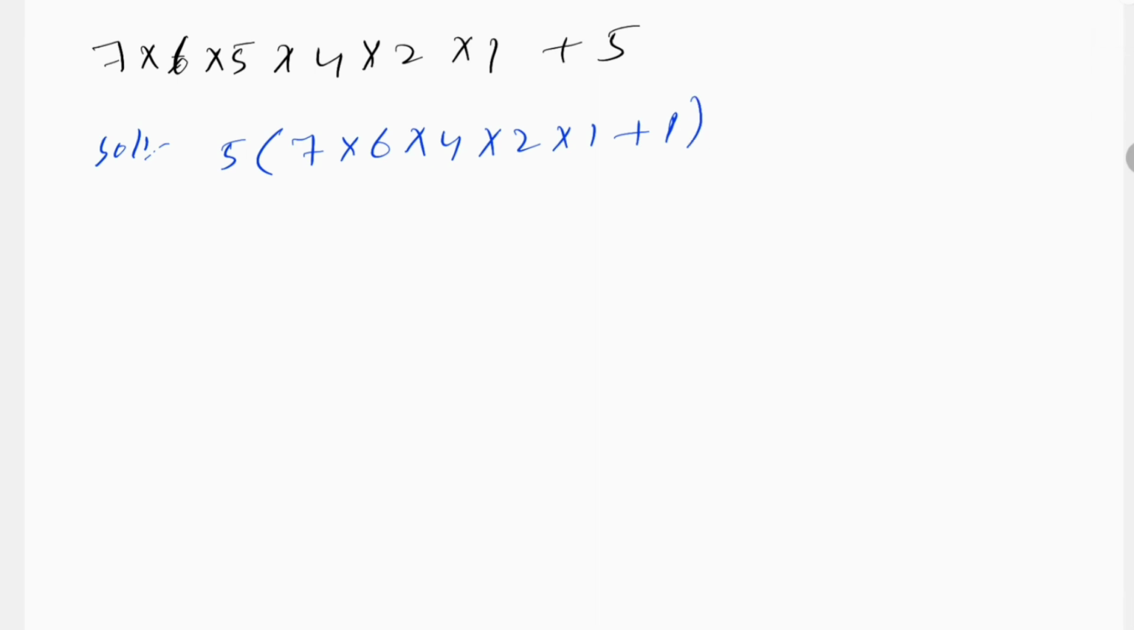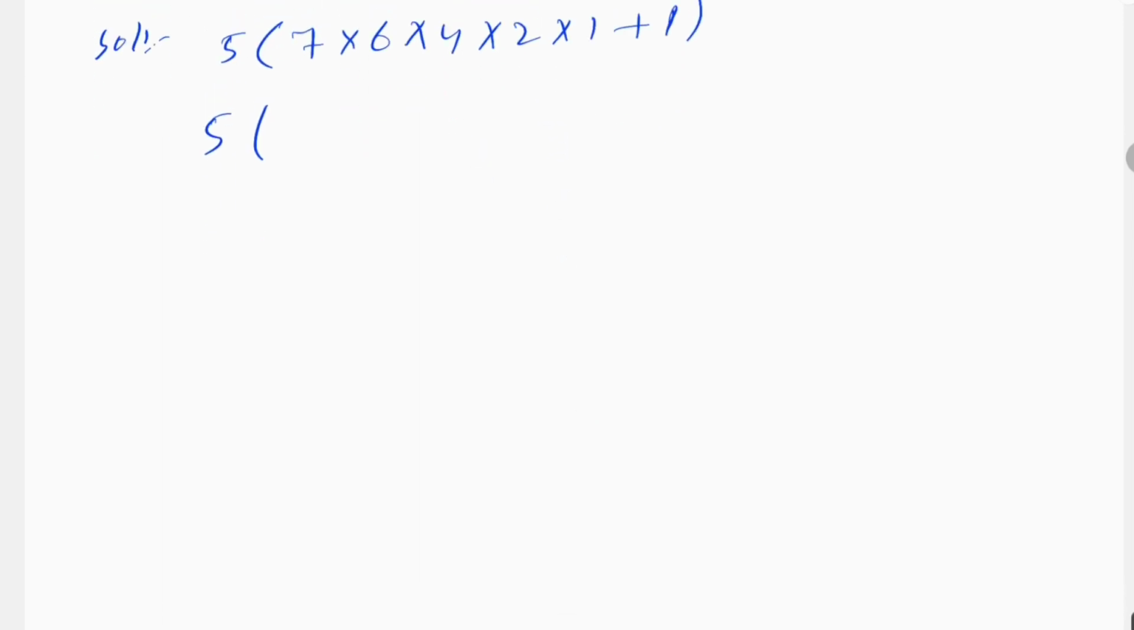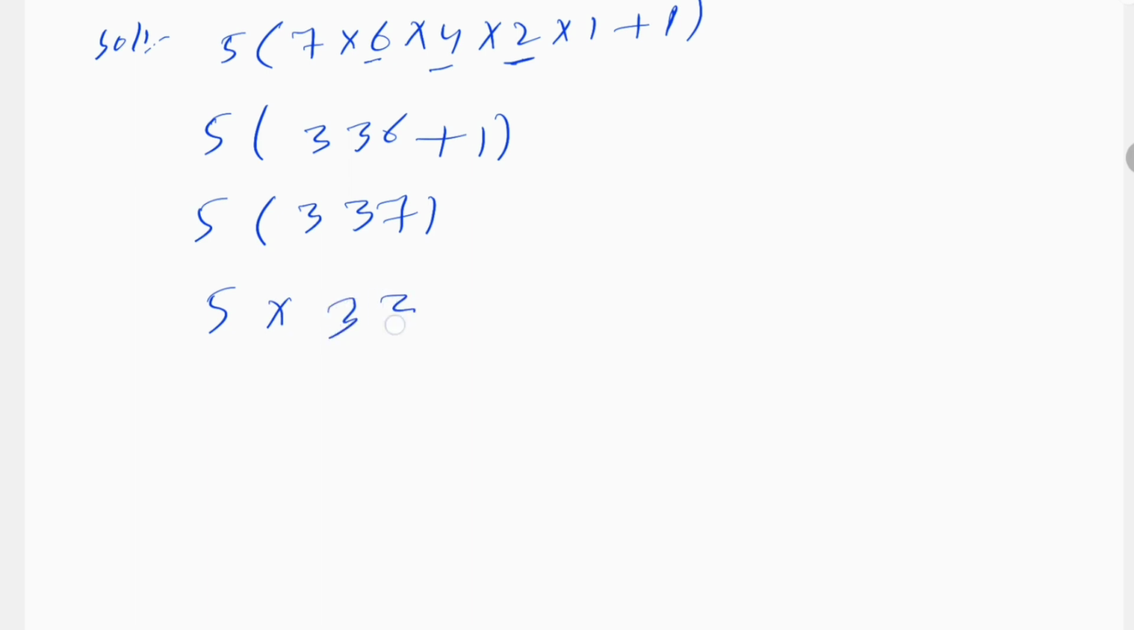Remainder is remaining 1. So 5 into 7 into 6 is equal to 42, and 42 into 4 is equal to 168. 168 into 2 is equal to 336. 336 into 1 is equal to 336 plus 1 as it is. So 5 into 337. This is a product of prime factors, hence proved.